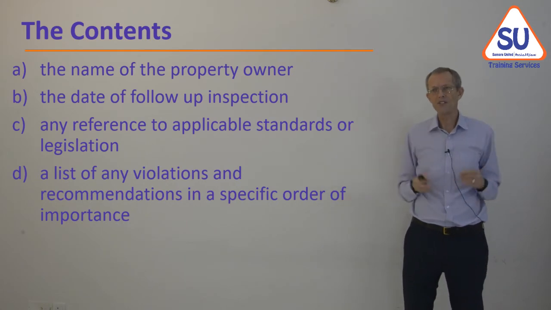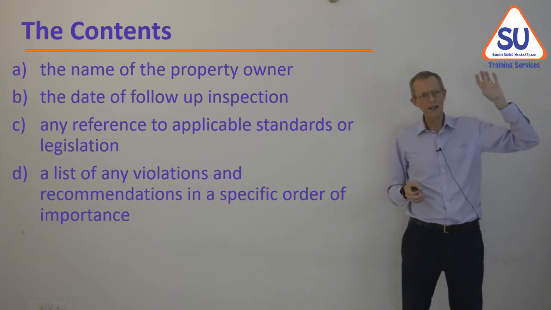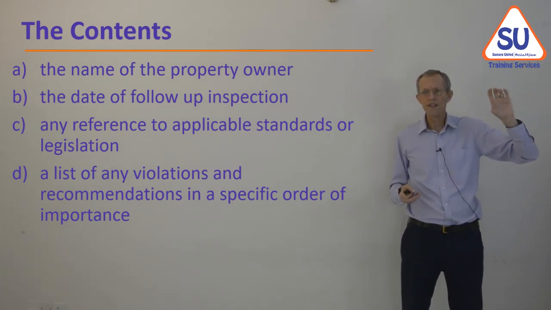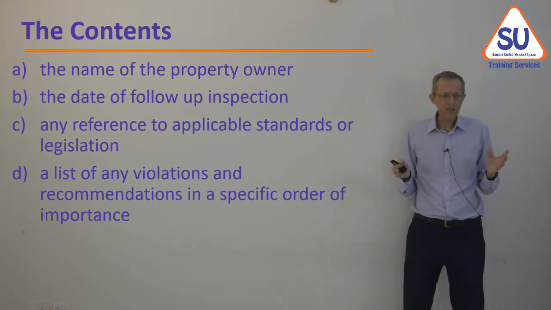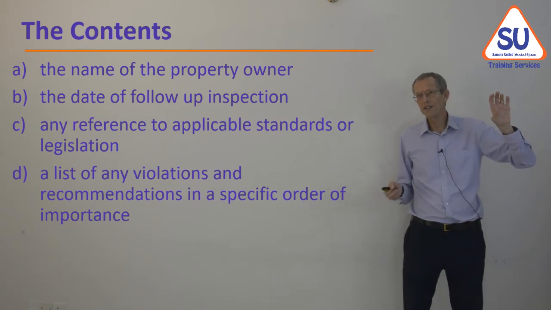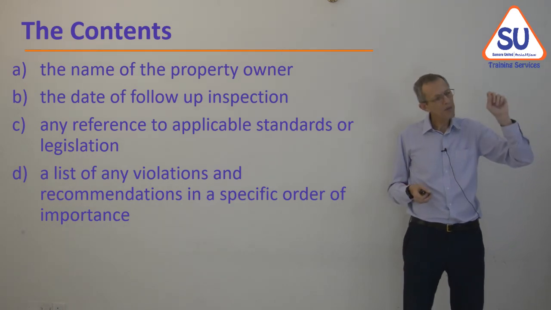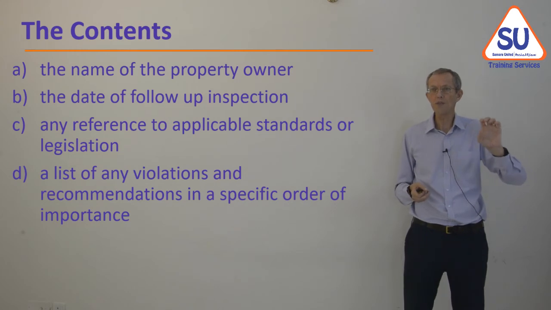Okay, now the contents. We give the name of the property owner. Let's say it was, I'm inventing a name here, Ali Industries. The date of the next inspection, let's say it's the 3rd of May. Any reference, we refer to, let's say, Oman Safety Law Ministerial Decision 286/2008. And then we list what the violations are, or the things that need to be changed, or areas for improvement.